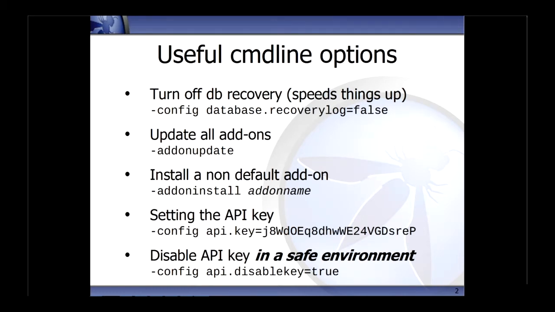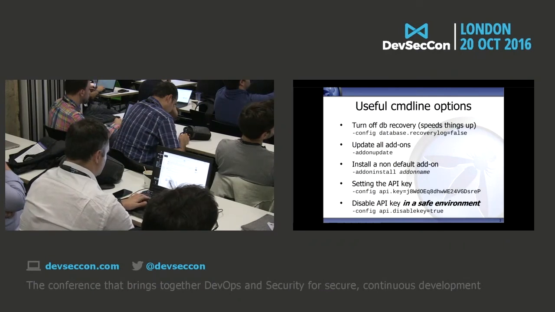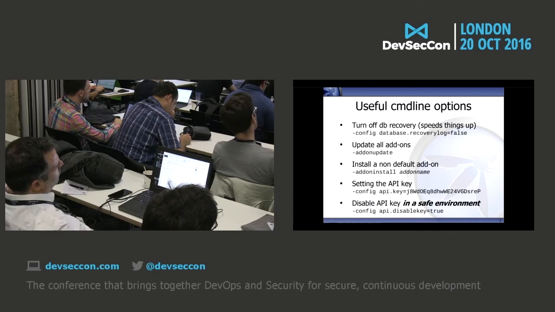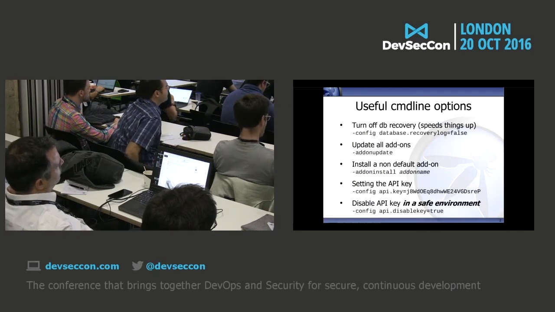This is good. So there's a command line option, -config. Basically ZAP has a configuration file which is XML, and you can set any of those options. We just use a dot notation for the XML equivalent, and just -config, and then you can set anything you like that you can set via the UI.